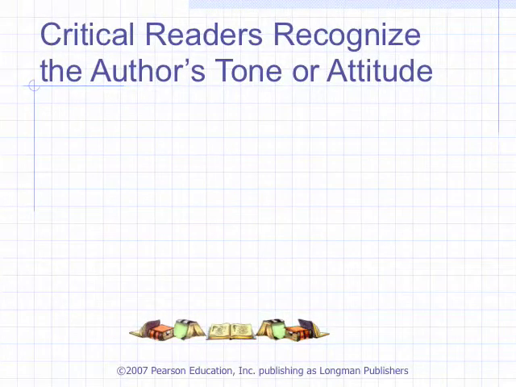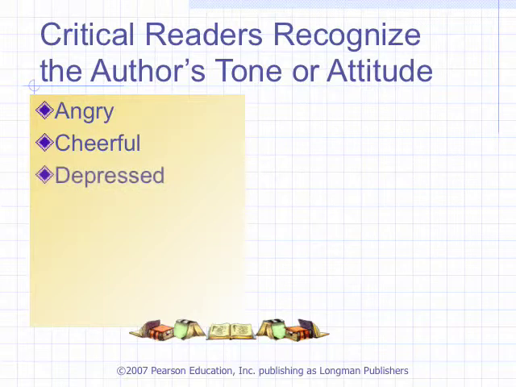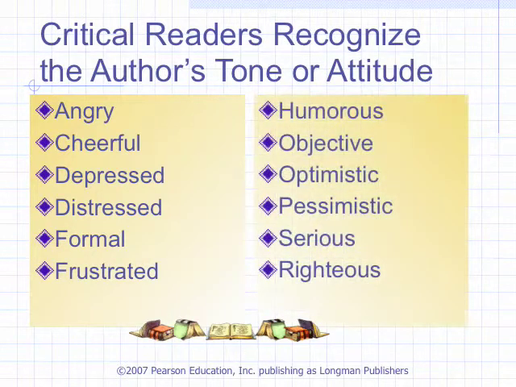Critical readers recognize the author's tone or attitude. Believe it or not, you have a tone when you write, just like you have a tone when you speak. It can be angry, cheerful, depressed, distressed, formal, frustrated, humorous, objective, optimistic, pessimistic, serious, or righteous. Depending on your word choice, it will give off this tone or attitude.